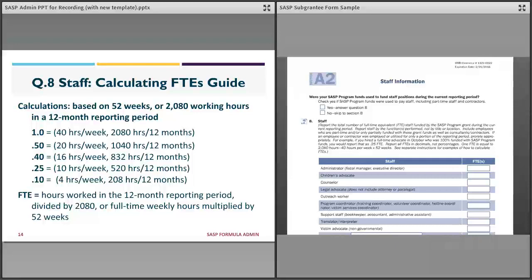If you have any questions about calculating FTEs with your grantees or your subgrantees, please feel free to reach out to VAWA MEI at any time. We are happy to help calculate FTEs.